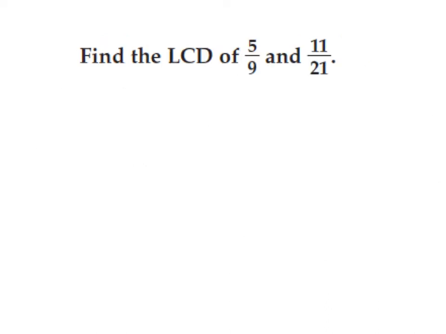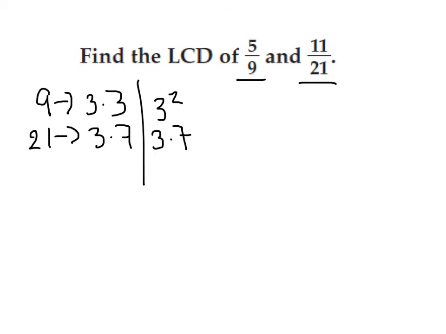Now on this slide, we're not finding the LCM, we're finding the LCD, so we're looking for the lowest common denominator of 9 and 21. You can see I did the prime factorization of 9, which is 3 squared. I did the prime factorization of 21, which is 3 times 7.